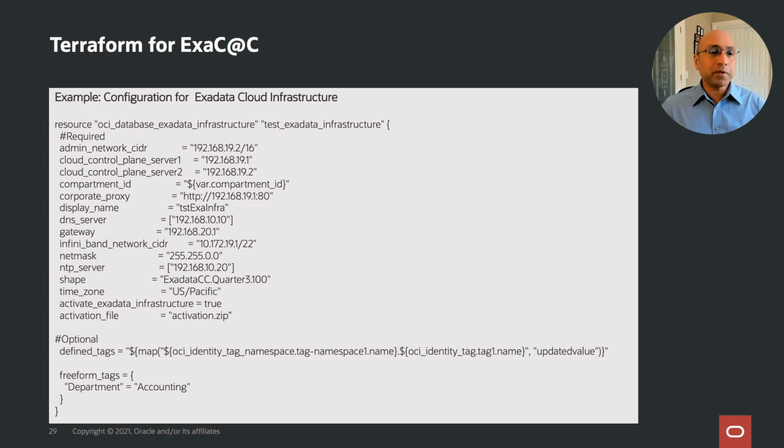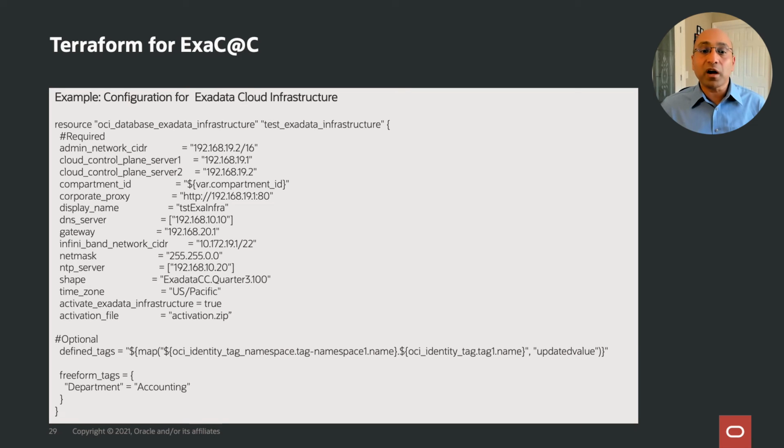So here is an example of how you would use Terraform for Exadata Cloud Customer. In this case, you are creating an Exadata infrastructure, and this is a typical format of a resource command in Terraform. It starts with the provider name. In this case, OCI is the provider name, and underscore database Exadata infrastructure is basically the type of the resource that needs to be created. And then the next argument, test Exadata infrastructure, is essentially an identifier, and that identifier basically maps to this resource.